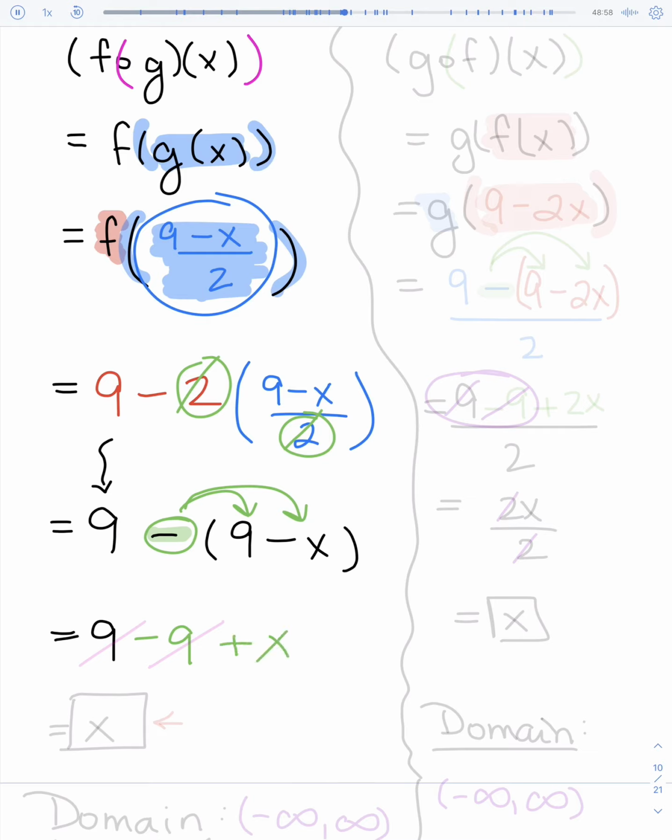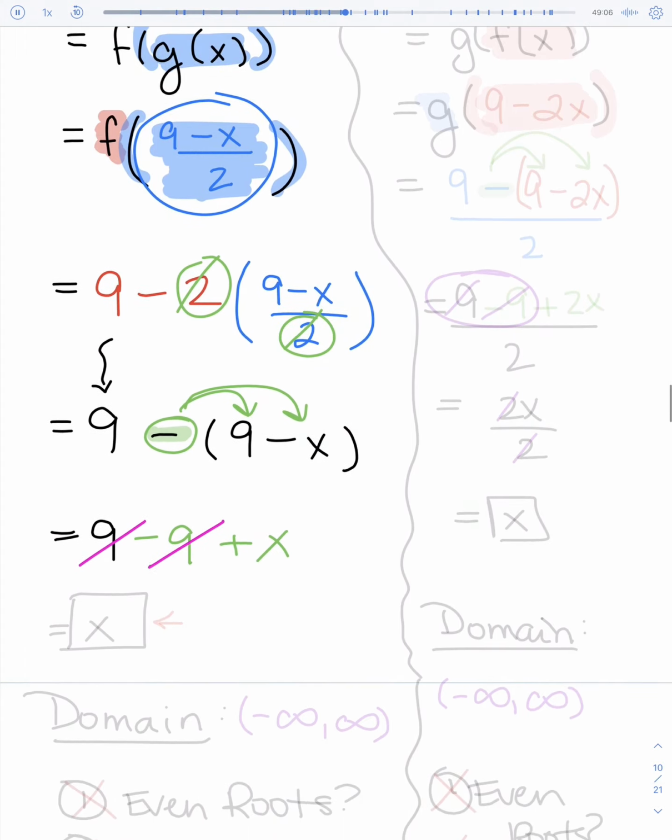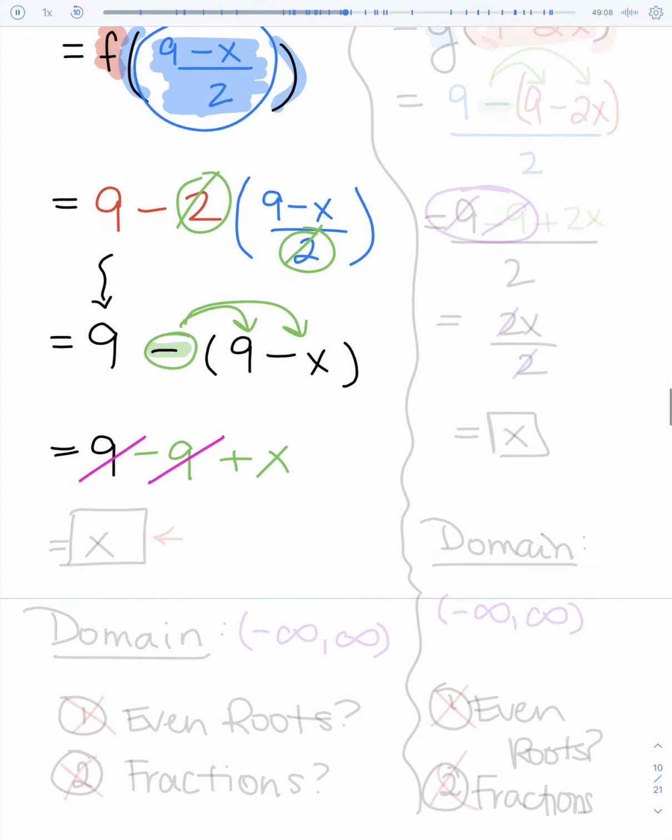Now let's see what happens. Notice, as I continue along, we've got a positive 9 and a negative 9 that will cancel out, leaving me with just an x. And that's my final answer for this one.